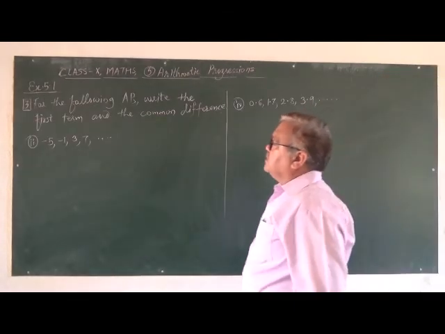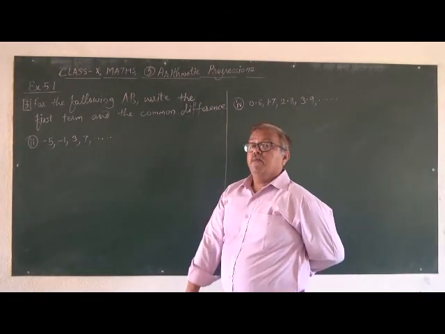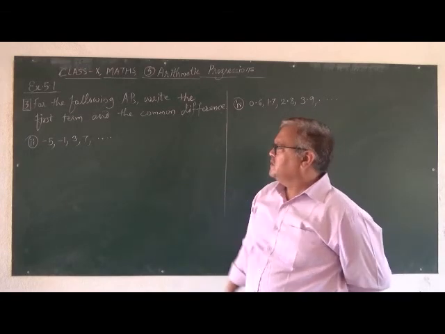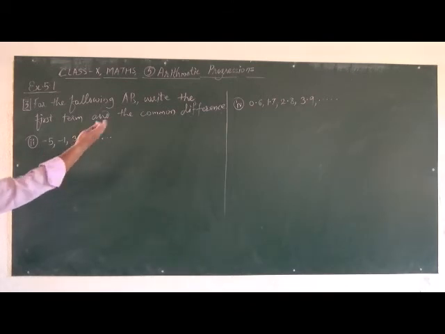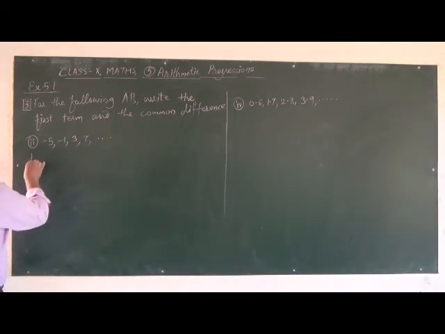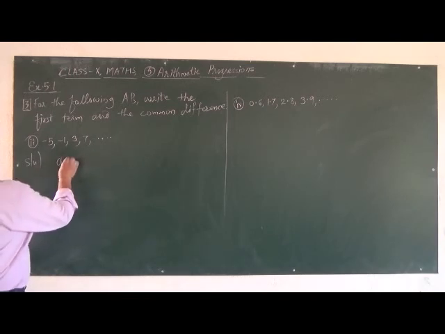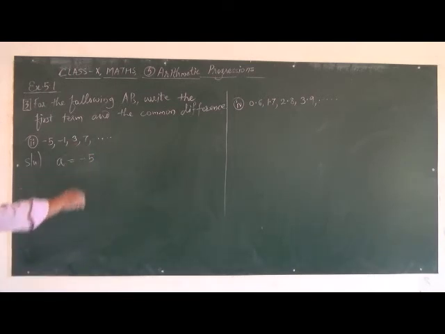Let us see the third question from exercise 5.1. For the following APs, write the first term and the common difference. So it is already given that this list of numbers forms an AP. No need to check. Solution. The first term is denoted by small a or A1. So the first term is minus 5 and we want to find the common difference.